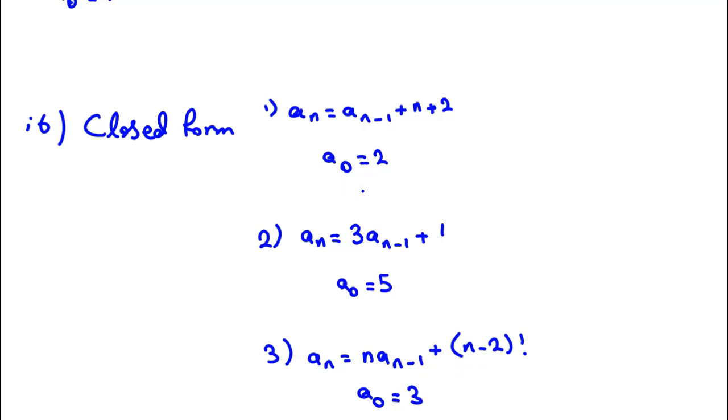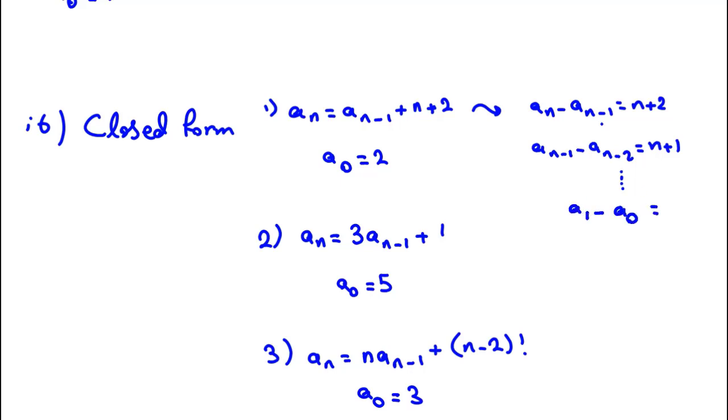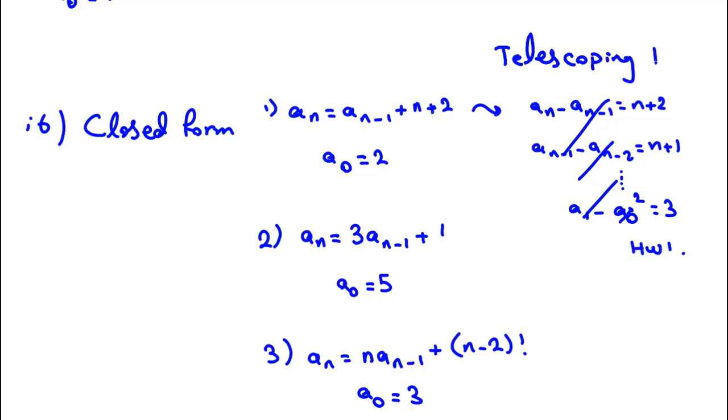Now I want to tell you how we can find the closed form. For the first one, you should use the telescoping rule. You should write A(n-1) equals n plus 2, and then you write A(n-1) minus A(n-2) equals n plus 1, and you can go up to, for example, A1 minus A0 equals this plus 2, 3. And when you add, you will reach An minus A0. A0 is 2. You can replace, you can do the rest as homework 1. It is easy. And we call it the telescoping rule or telescoping sum. Okay?